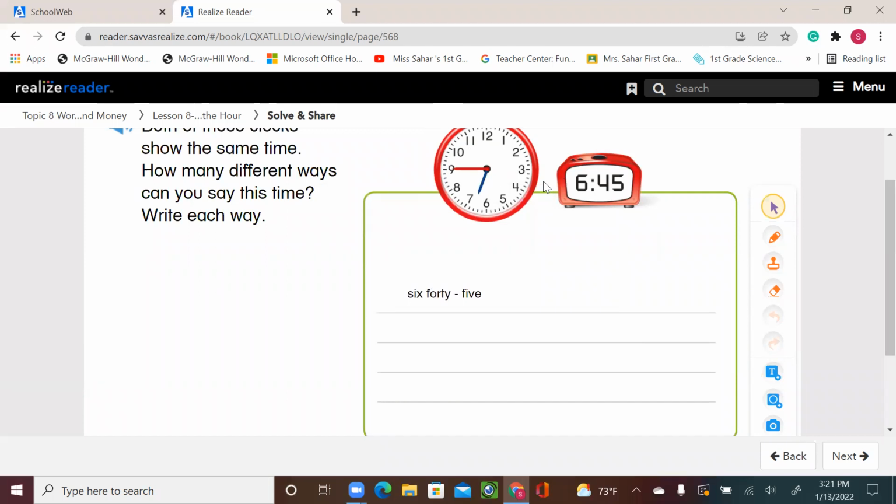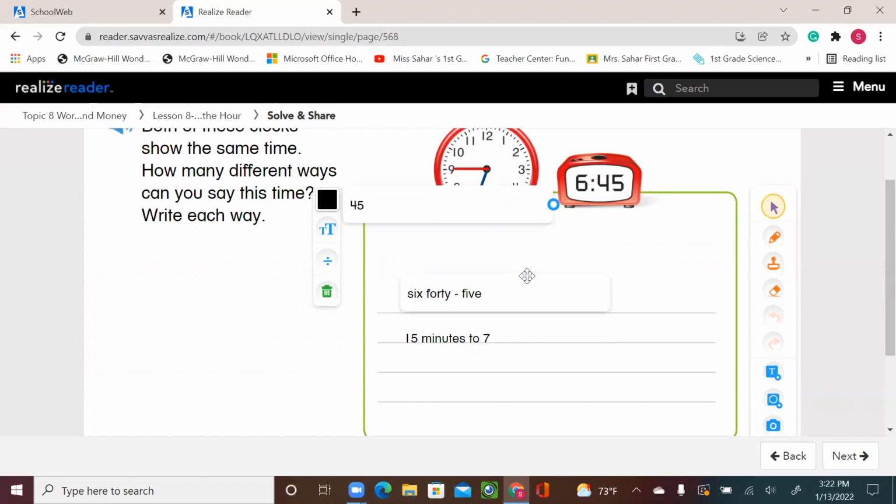It shows in both time. Another way: 15 minutes to 7. Very good. 15 minutes before or to 7. There's 15 minutes before the 7. Or 45 minutes after 6. You can write it also this way.